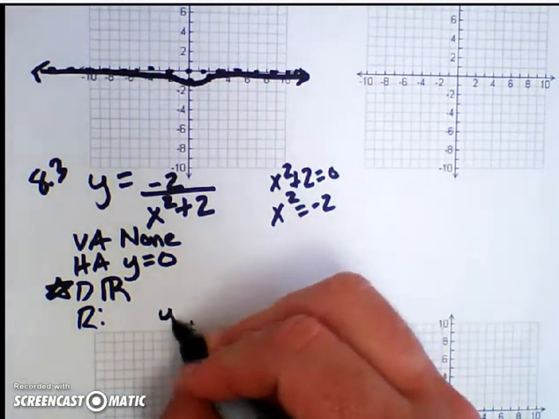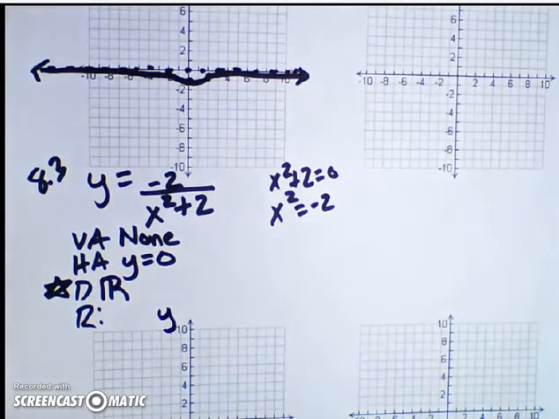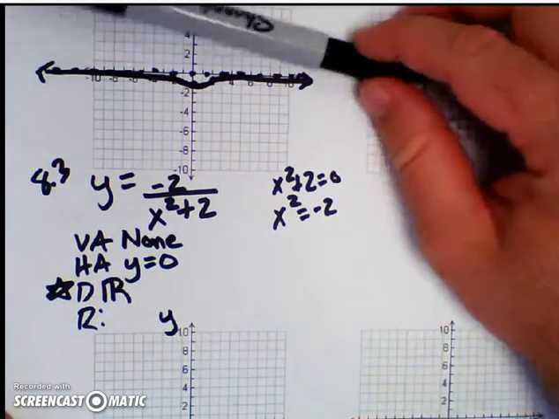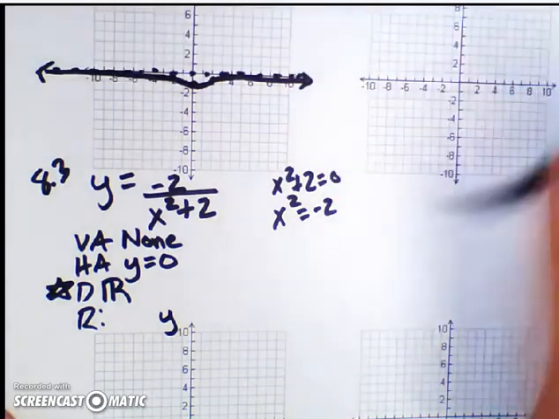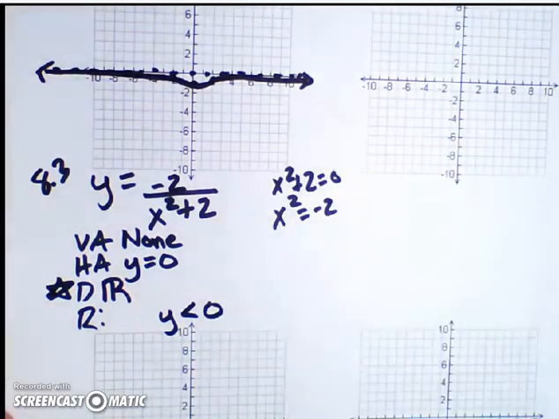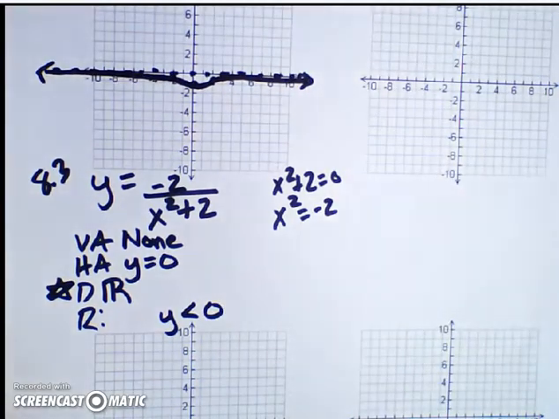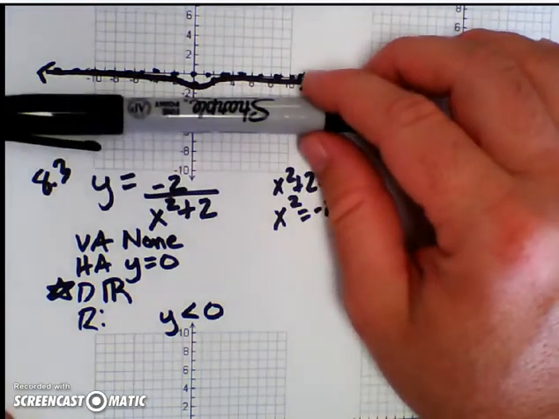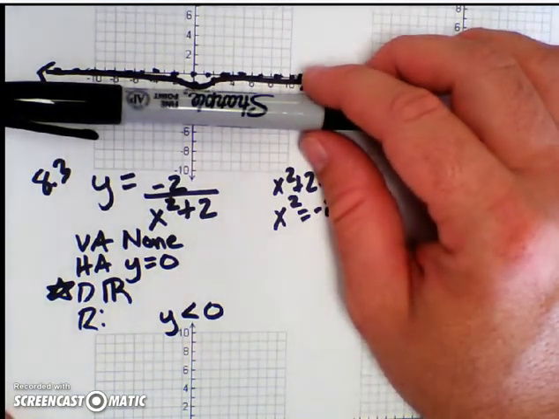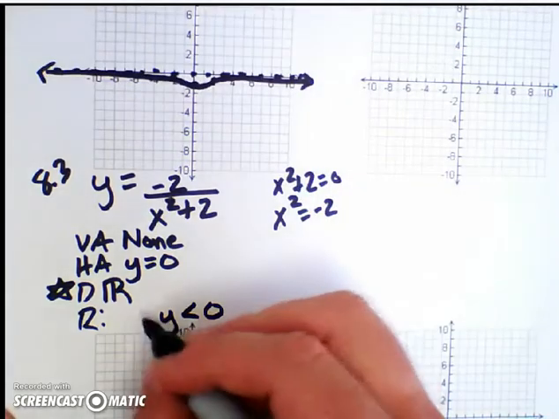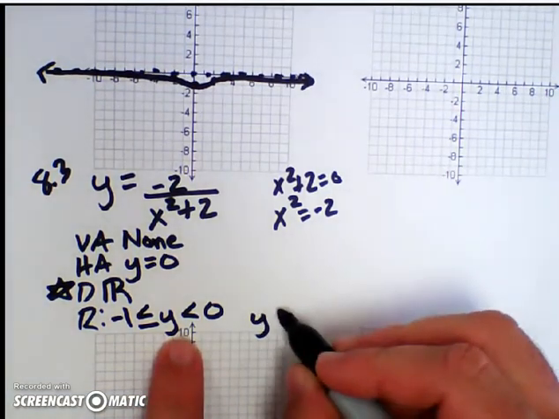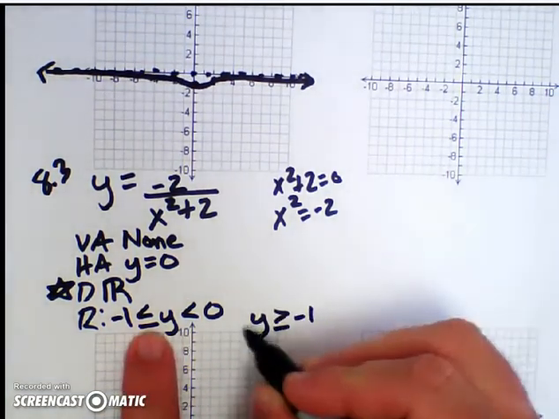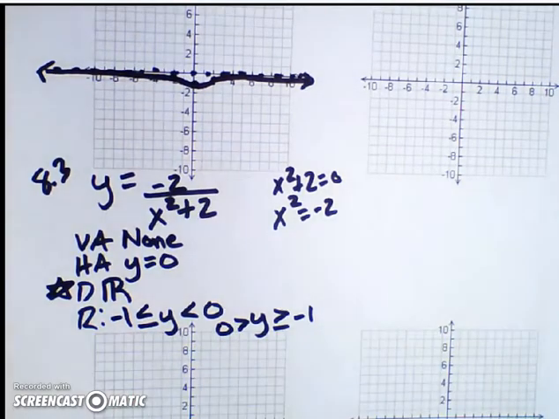So my y, which is what my range is, can be, let's start off with my horizontal asymptote. It's below that horizontal asymptote. So less than 0, but not including 0. But then it's also greater than that lowest value of -1. So greater than or equal to -1. Now it can be written that way, or you can also have these things flipped. You can say it's greater than or equal to -1 and less than 0. That's fine as well. It's the same thing.